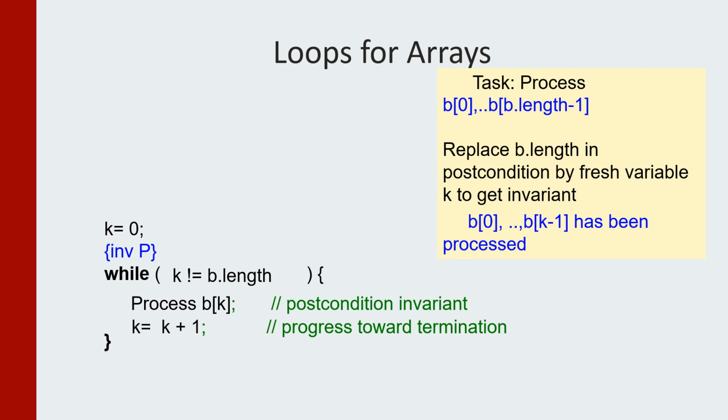So at the end of each iteration, because I processed b at k and then k was updated to be k plus 1, I can guarantee that b of 0 up to b at k minus 1 has been processed. And that's basically all you really have to say when you're doing this sort of reasoning about arrays.